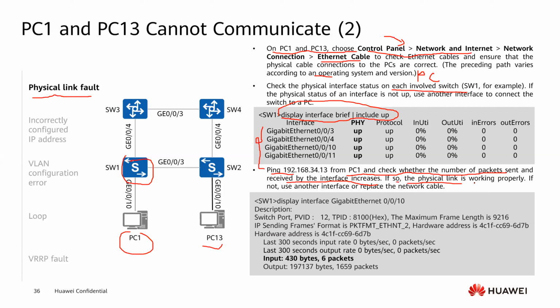If so, the physical link is working properly. If not, we must replace the network cable. Okay, here is the result with display interface G0010. You can see the PVID is 12, and we can see input. This means the physical link is good.